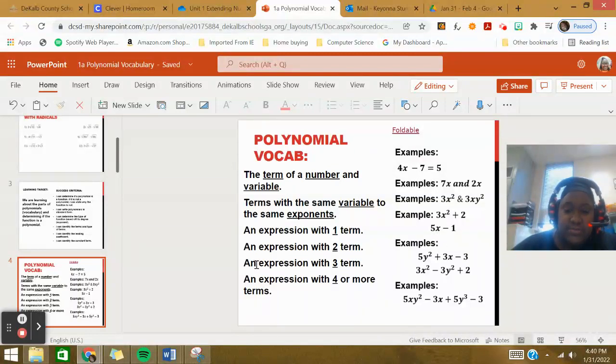The next definition we have is trinomial. Tri as in 3. It's an expression with three terms. Examples they give you are 5y squared plus 3x minus 3, and then the other example we have is 3x squared minus 3y squared plus 2. And then finally, we have polynomial, which is what this unit is on. An expression with four or more terms. An example you have is 5xy squared minus 3x plus 3y to the third minus 3. So again, pause the video at this time to fill in your blanks and then write your examples.